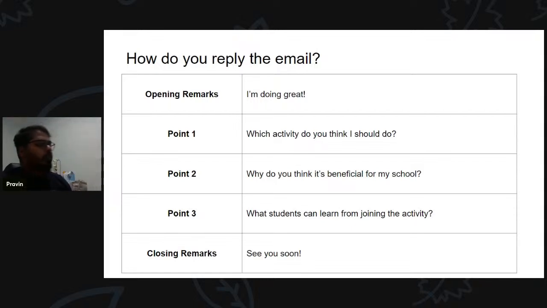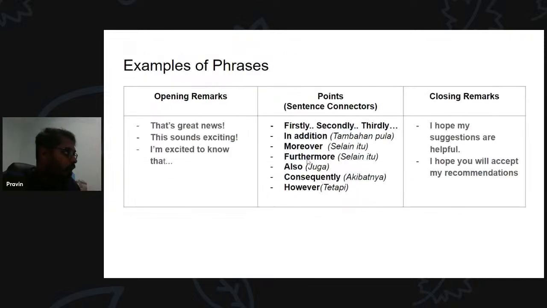Okay, so for email, this is the structure. For short communicative message, you have your opening remarks, and then you have your point one, point two, point three, and then closing remarks. That's all. Very straight to the point. You don't have to write more than that. So for opening examples that you use, "I'm excited to know that news." Okay, you can start your email like that. And we also have some points.